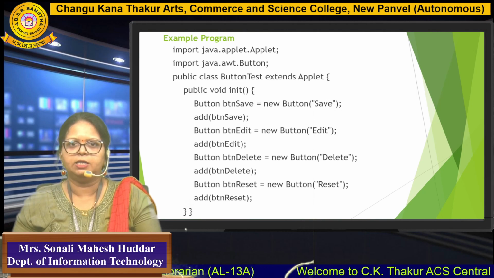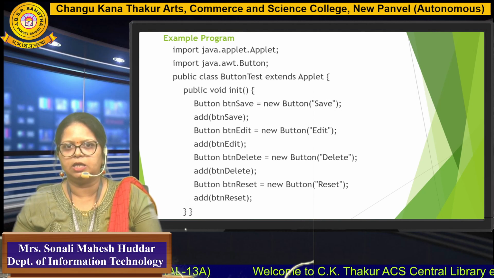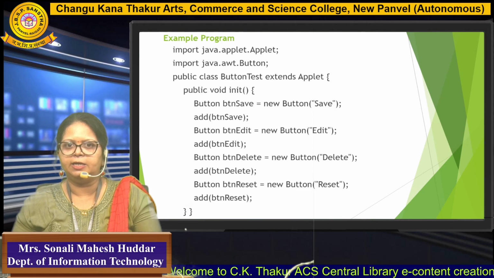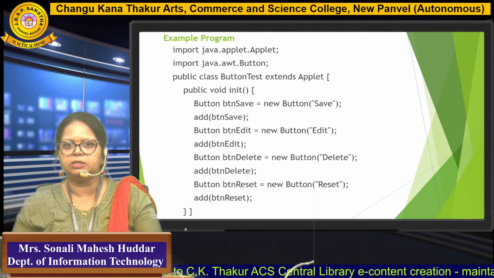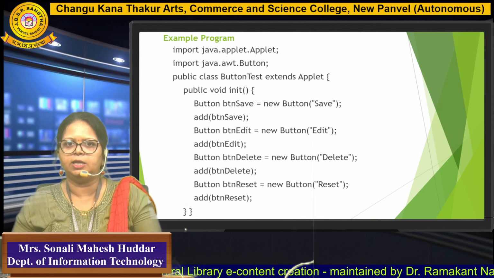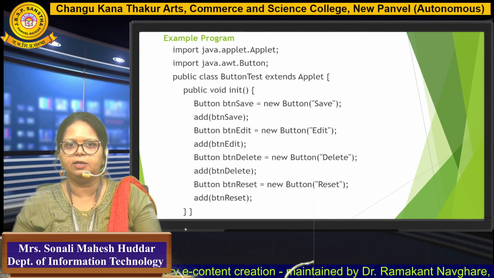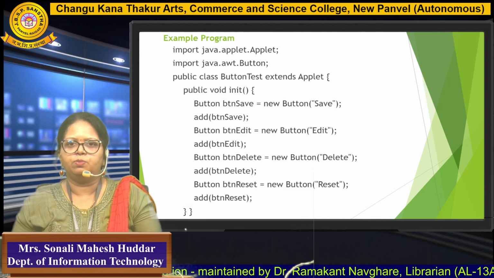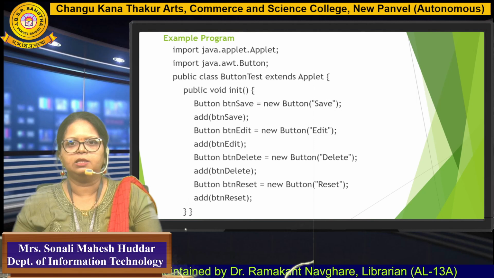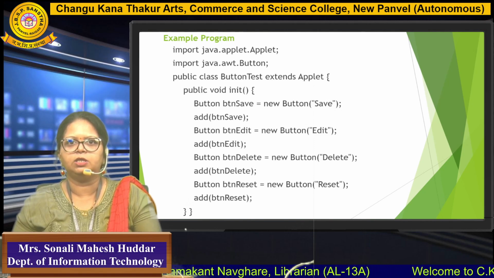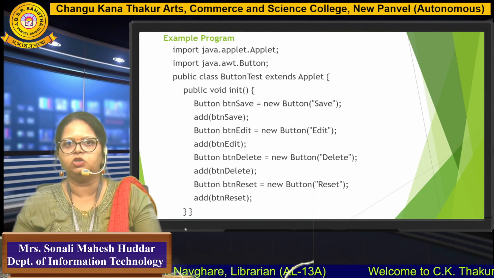So Button btnSave is equal to new Button(save), add(btnSave), Button btnEdit is equal to new Button(edit), add(btnEdit), Button btnDelete is equal to new Button(delete), add(btnDelete), and Button btnReset is equal to new Button(reset), add(btnReset). So in this way you are writing this Java code and saving this file as ButtonText.java.